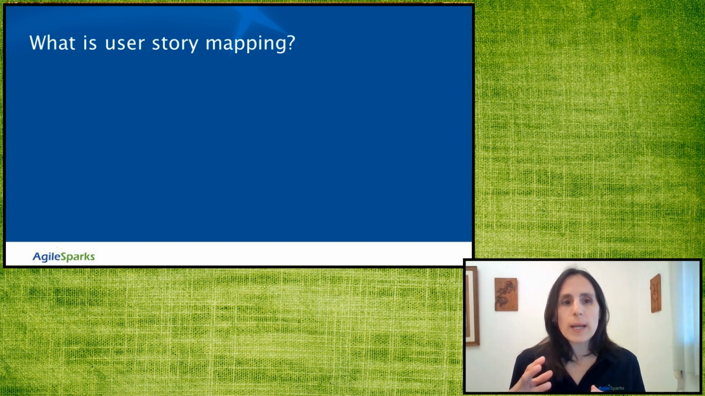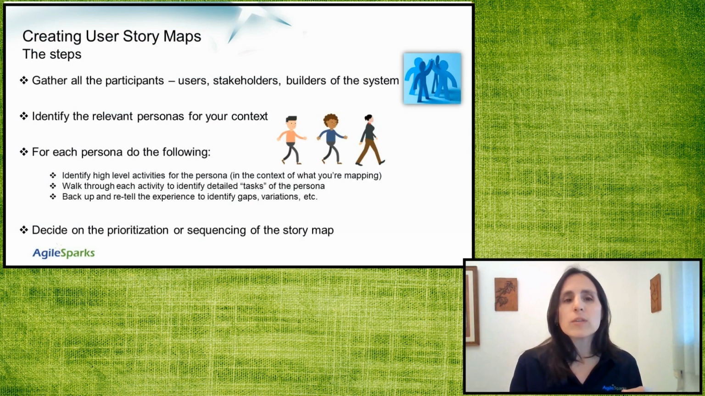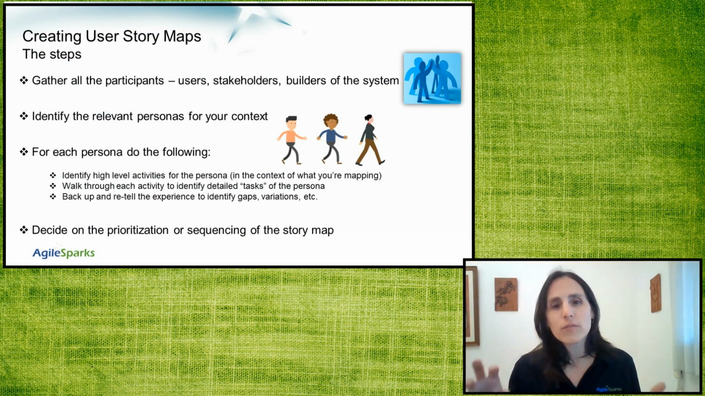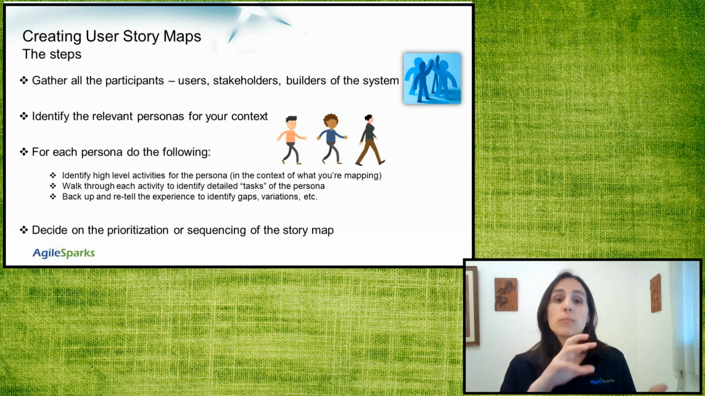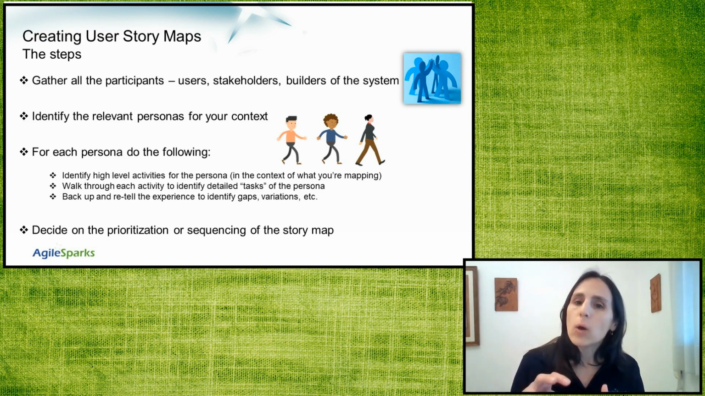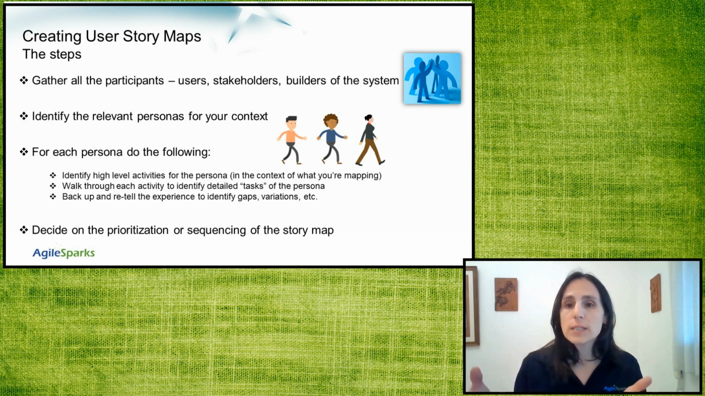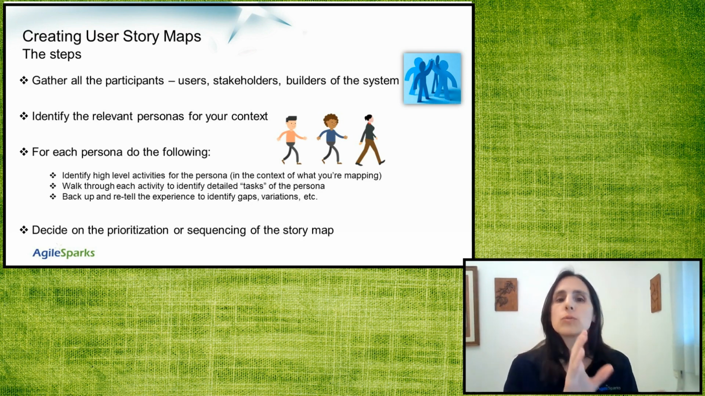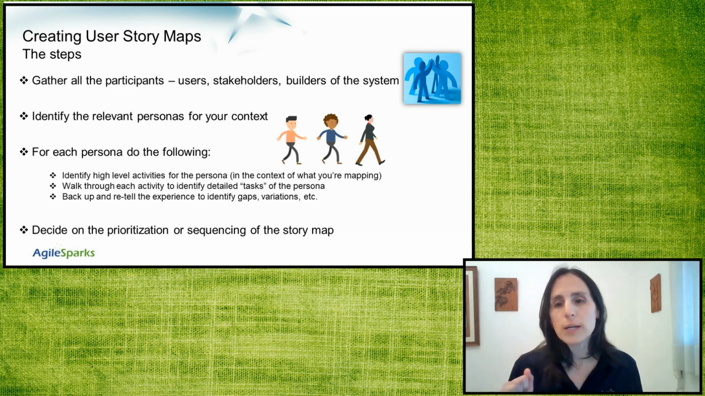First, user story mapping. How do we go about creating it? So the first step is really to figure out who are the people that you need to have involved. And you're going to want to have representatives from the different types of users, different stakeholders, and of course the builders of the system. So these are going to be the developers, the testers, anybody who's involved in building it. And together you'll want to identify those personas that are relevant for your context.